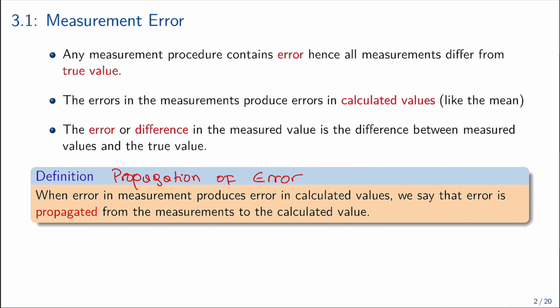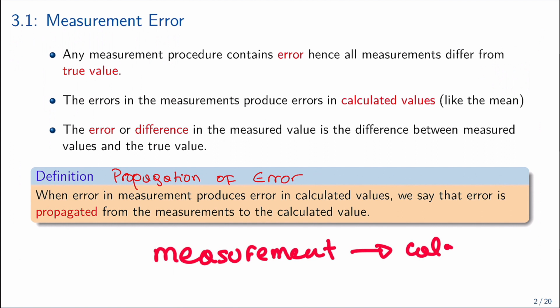The definition of propagation of error. When error in measurement produces error in calculated values, we say that the error is propagated from the measurement to the calculated value.